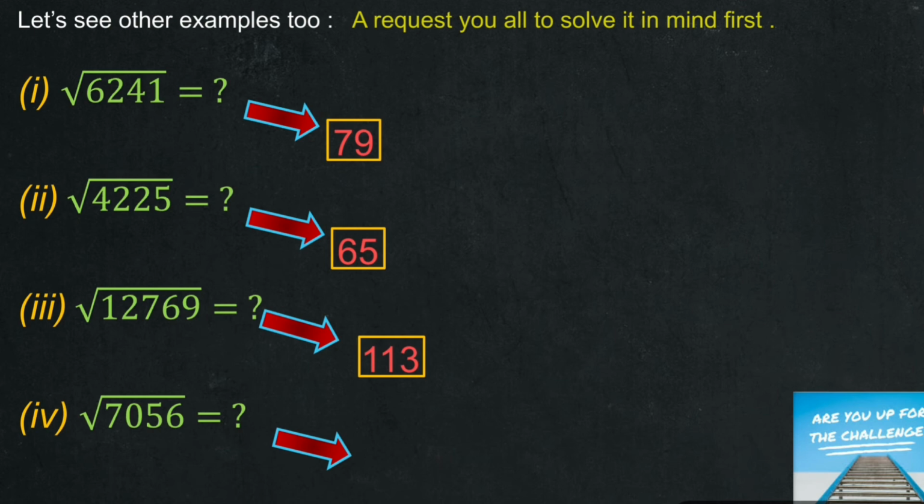Last question is 7056. 7056 ending with 6, that means 4 or 6. 70, that means 8 must be there. 8 into 9 is 72. This is greater, that means our answer is 84.